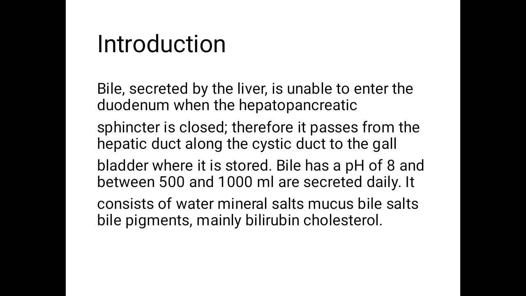Introduction. Bile excreted by the liver is unable to enter the duodenum when the hepatopancreatic sphincters are closed. Therefore, it passes from the hepatic duct alongside the cystic duct to the gallbladder, where it is stored.